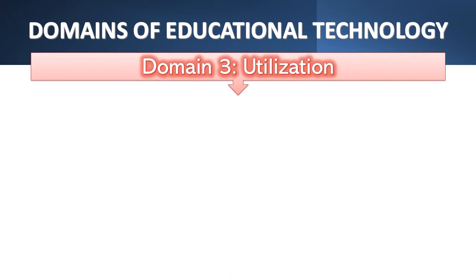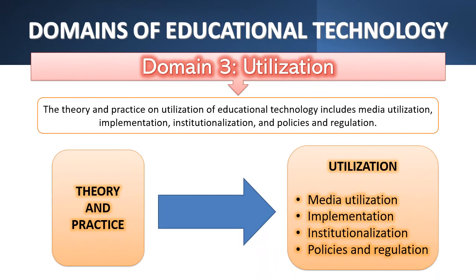Next is domain three. Right after designing and right after producing something, we have to use them. So this is domain three, utilization. The theory and practice on utilization of educational technology includes media utilization, implementation, institutionalization, and policies and regulations. So ang haba siguro ng proseso ng tinatawag nating utilization because ang sabi ko nga kanina it's beyond using the technology, no? It's beyond using the laptop presenting your lesson. It's beyond that. So really, that is true, no? Because right after implementation, meron pa tayong tinatawag na institutionalization and policies and regulation.